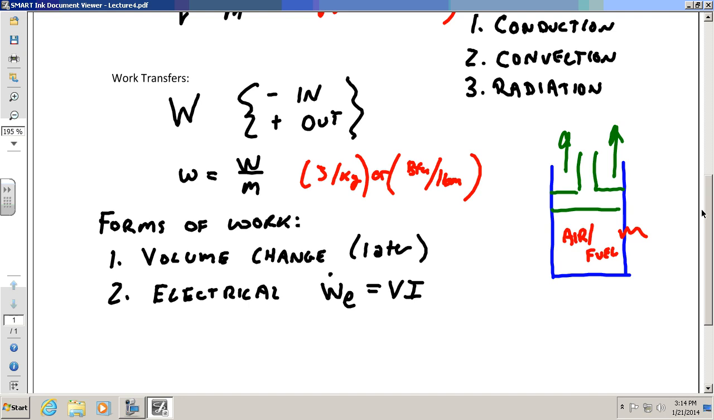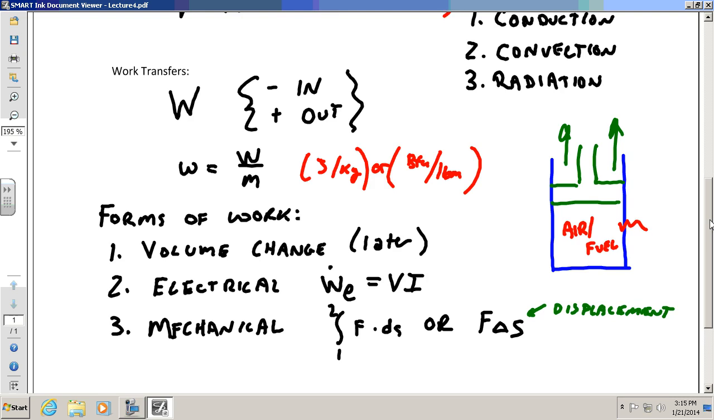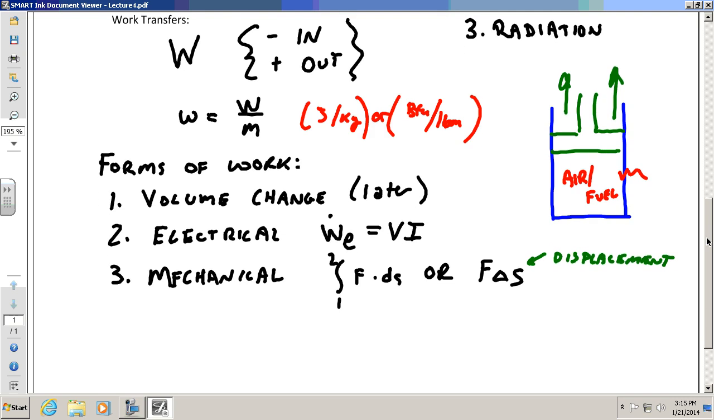Okay. Third one, mechanical. Technically, it would be the integral of F dot ds, but remember, we're not going to do integrals in this class. So basically, what we're going to say in this class is it's force times displacement. Force times displacement. S is displacement. Okay, let me wrap this up here real quick with the last two.